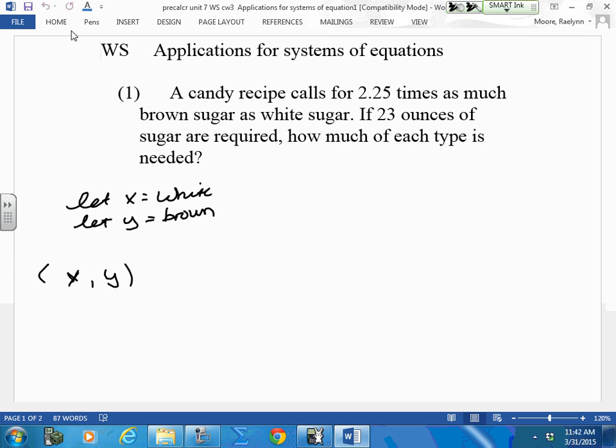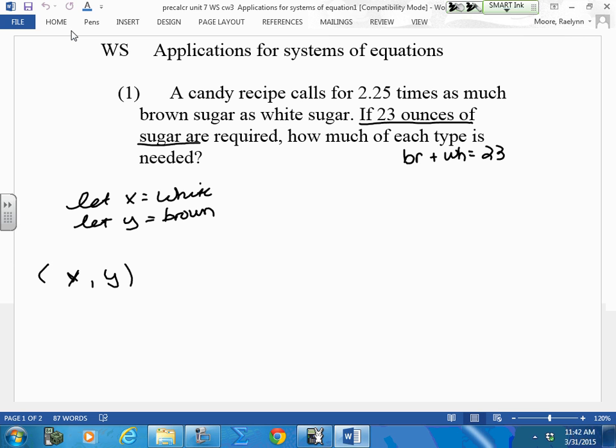Build me two equations from the information that's given to you. Does this one help? 23 ounces altogether of sugar. It means by the time I put in my brown and by the time I put in my white sugar, 23 ounces of sugar is there. So the brown plus the white is equal to 23 ounces, right?